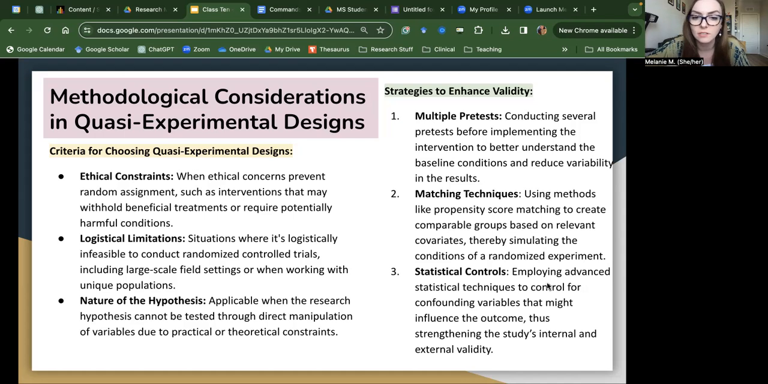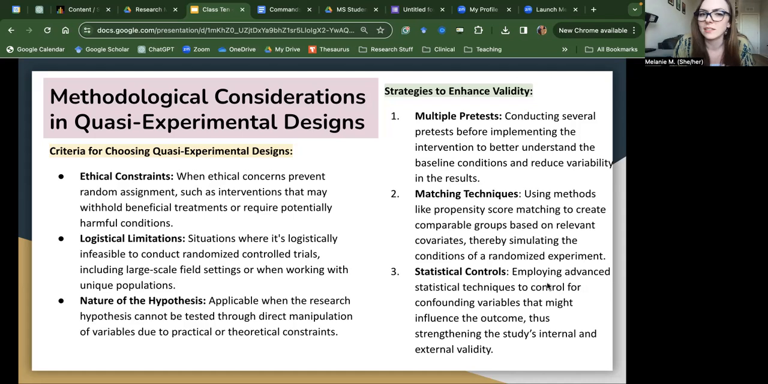Logistical limitations, so situations where it's just not logistically possible to do random controls. So it's not just that it's unethical. It might also just be really improbable or not able to do. Could be really expensive to do a true random control study, that sort of thing. And this is often a reason why quasi-experimental designs are used in large-scale field settings when they're looking at a lot of people all at once, especially in natural environments.